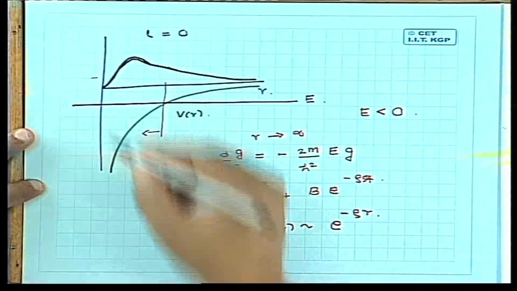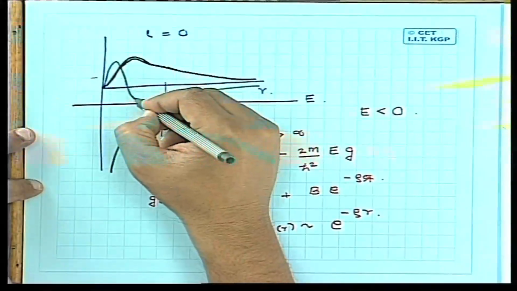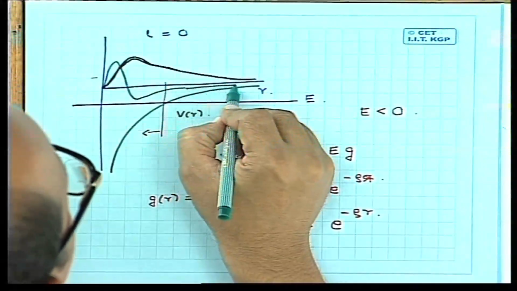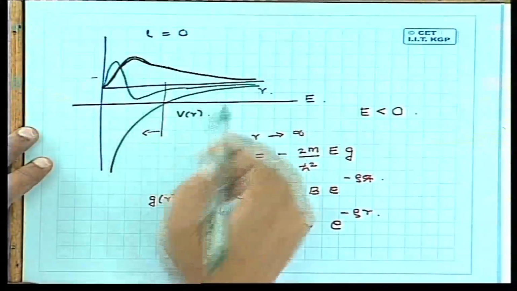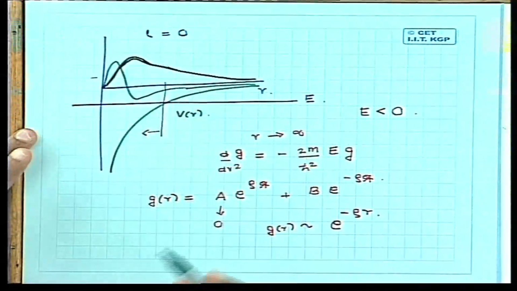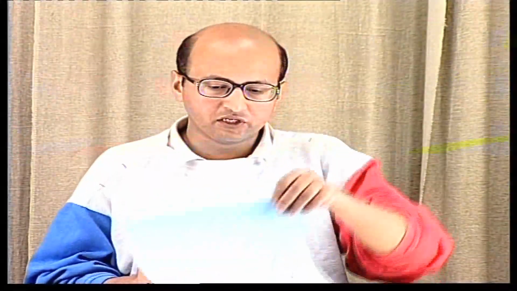The first excited state will again start from 0. So it will be something like this. It will have one 0 crossing and then go to 0 at infinity, fall off exponentially. The second excited state will have two 0 crossings, third excited state will have three 0 crossings, etc. So this is the qualitative behavior of the L equal to 0 wave function.